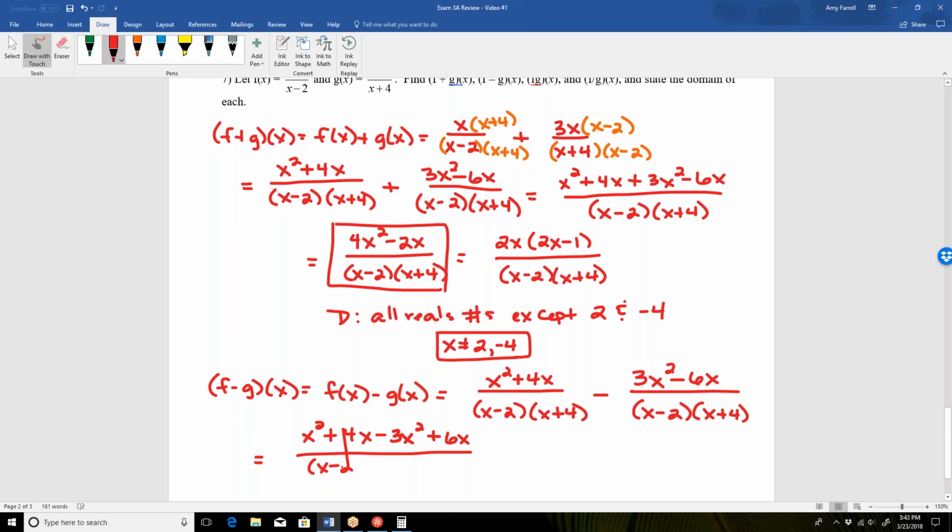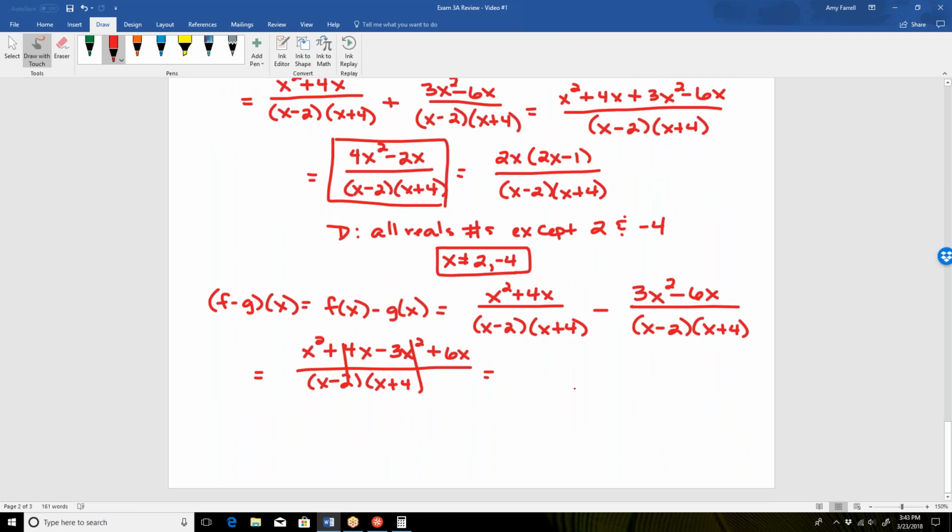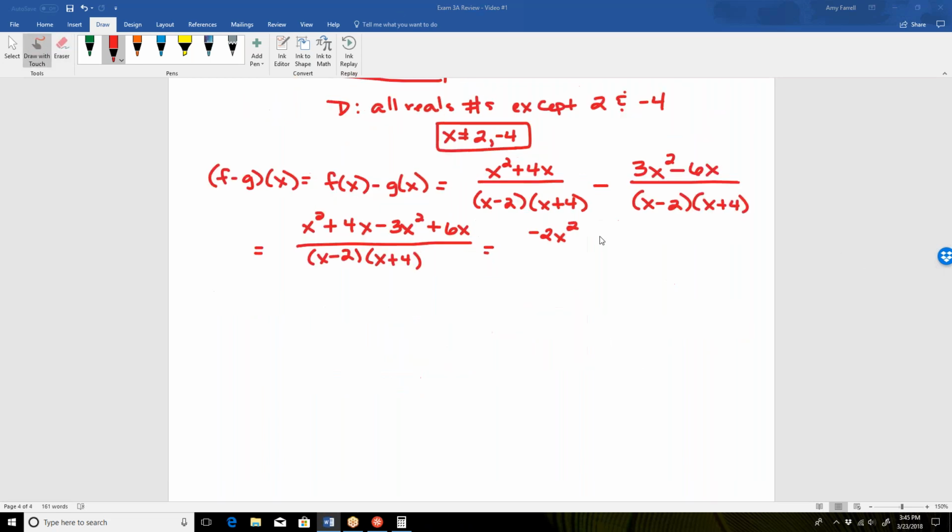Sorry, that's a 2 there. For some reason, my pen is going a little crazy. All right, so after combining like terms in the numerator, I have negative 2x squared plus 10x. Oh, goodness gracious. There we go. Okay, my pen has gone crazy here. Let me pause the video for a second. Okay, let's try now here.